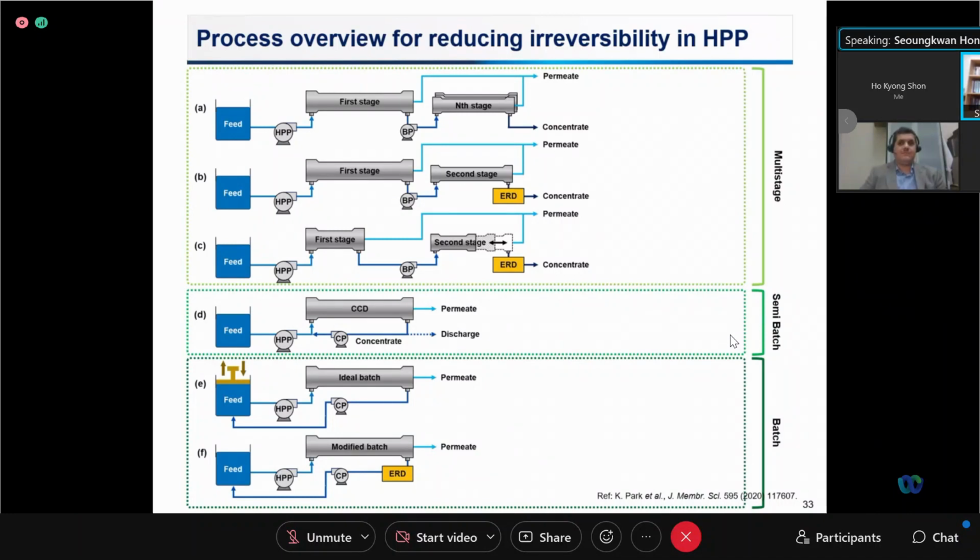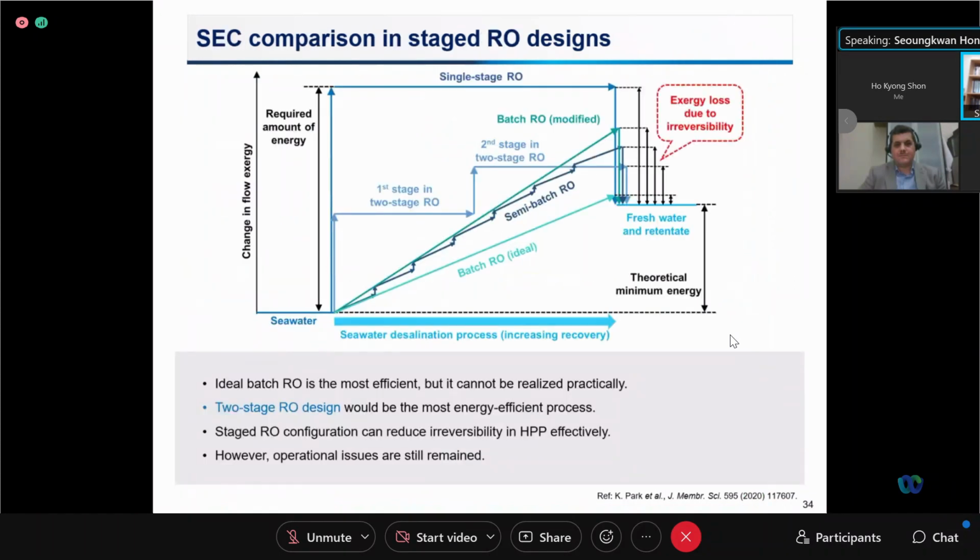Lastly, a batch system can minimize irreversible work by gradually increasing the hydraulic pressure, as well as reduce the generation of entropy by mixing. Therefore, batch RO would be the most energy efficient process from a theoretical point of view. However, the implementation of an ideal batch operation is limited, and thus faces operational challenges in real-scale systems.